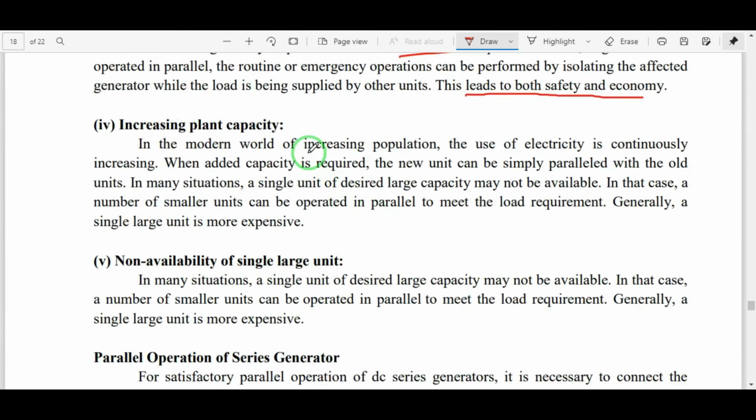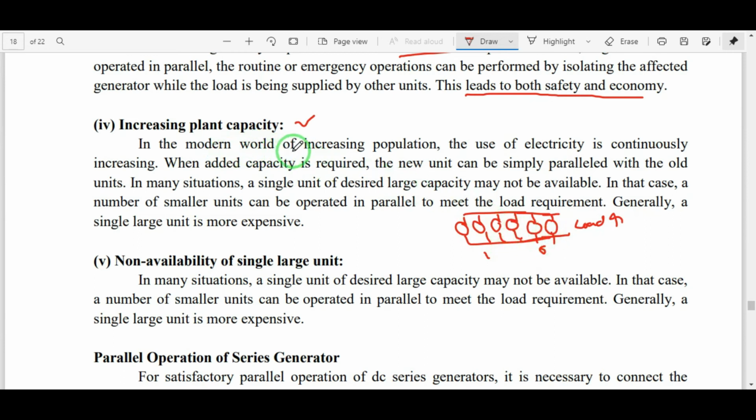The fourth one is increasing plant capacity. If we need to increase the load, as already discussed, there are 4 units but these are not sufficient for the demand. Then we can add one more unit. If we still need more, we can add one more unit. So a total of 6 units will be connected in parallel.